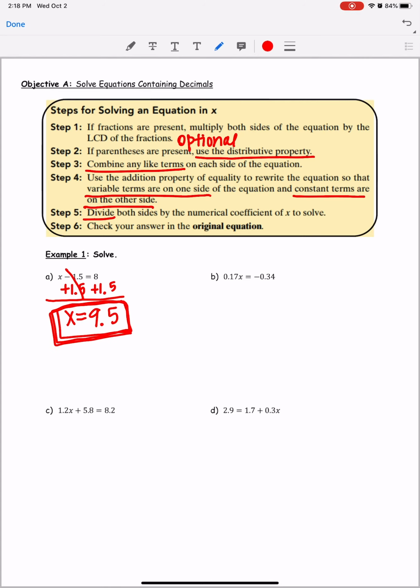Same thing on B. What's happening between this decimal, this 0.17, and x? If you don't see an operation, if you don't see an addition sign, a subtraction sign, a division sign, if they're right next to each other, that means they're being multiplied. So the opposite of multiplying x by 0.17 is to divide by 0.17. And what I do to one side of this equation, we're doing to the other side as well. So my decimal cancels. I'm left with x. And then in your calculator, negative 0.34 divided by 0.17 is going to give me a nice and pretty negative 2.